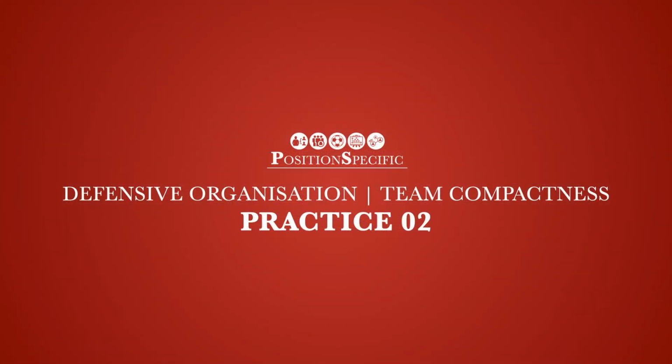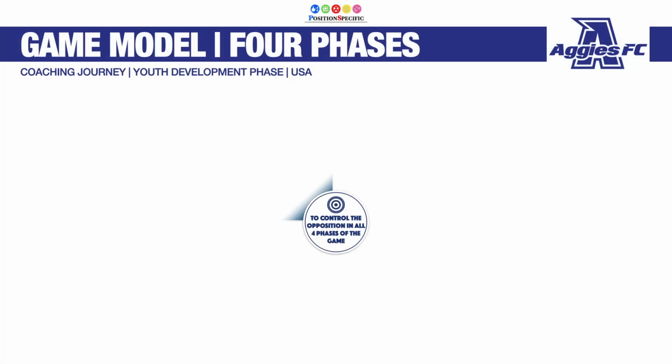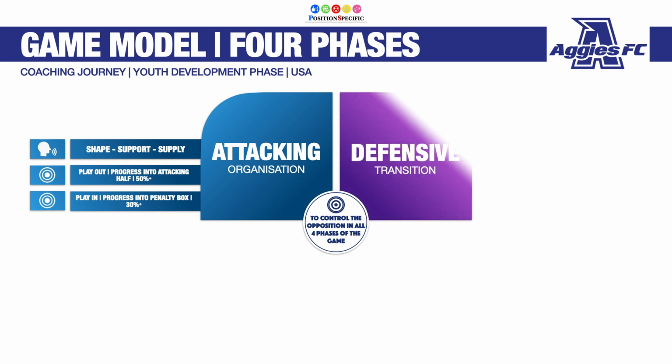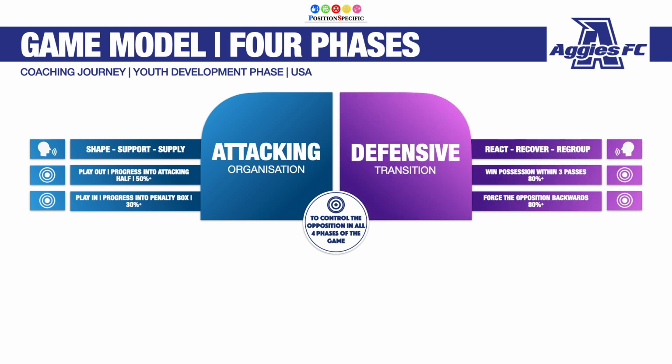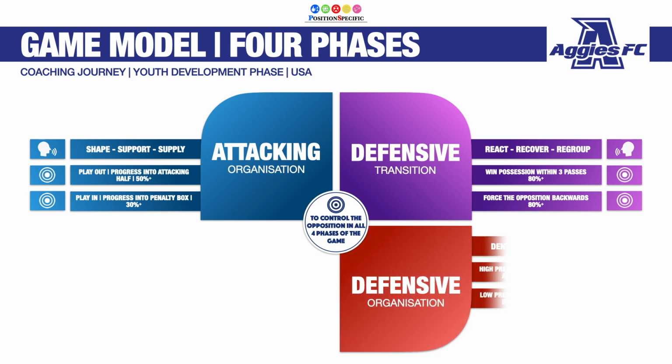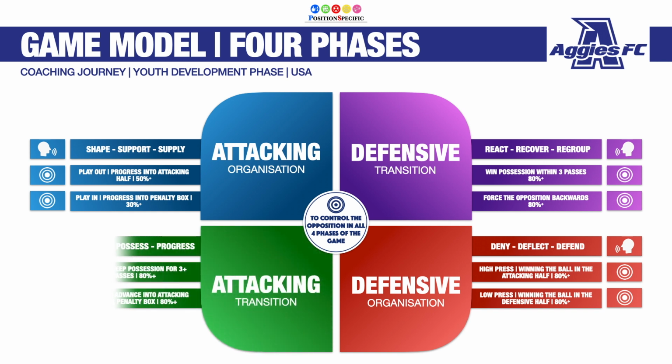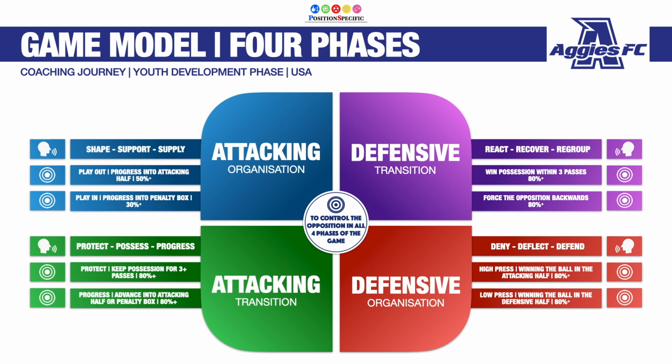Okay, so the final part of this practice was all around defensive organisation and team compactness. I'm just going to go into a couple of reasons why we were doing this, and going back to the game model again around the 4 phases, which I'm sure you guys are well aware of now. I've mentioned it a couple of times, but having those 4 phases and working around them is really good for your organisation and helps you plan your sessions around your game model, like I'm hopefully showing you within this coaching journey. But we were just going to focus on defensive organisation for this particular part of the practice. So our language in that was deny, deflect and defend.